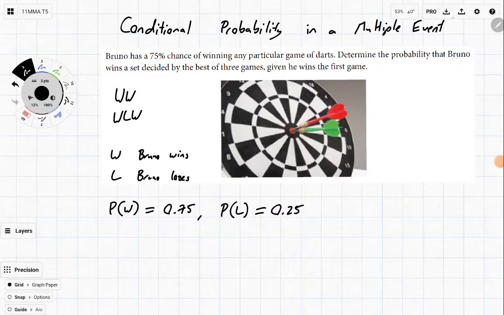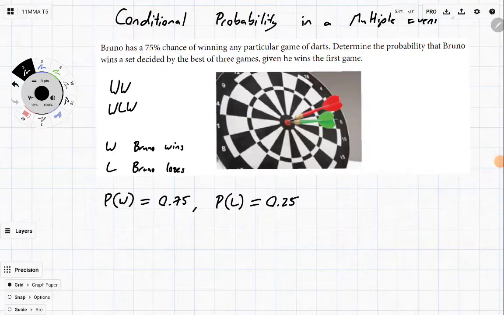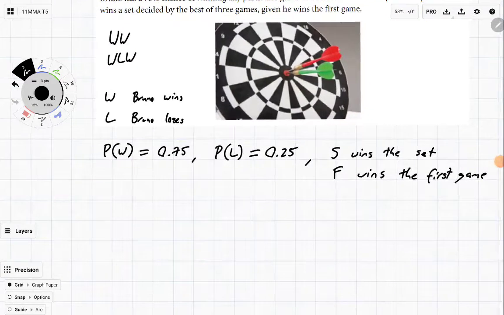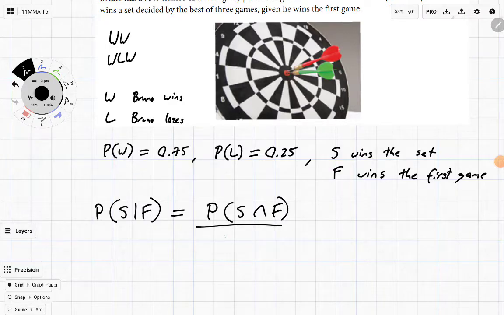So then what we want to do is find out whether he wins the set. So let's say S is wins the set and F is wins the first game. Alrighty, so we want to work out the probability that he wins the set given he wins the first game. Well, that's going to be the probability he wins the set and wins the first game over the probability he wins the first game.